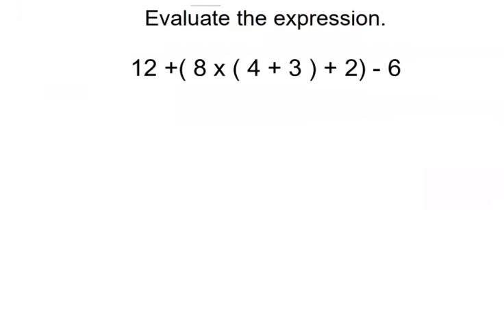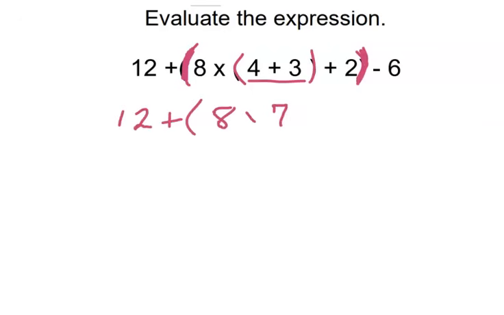Evaluate the expression. Okay, there is a lot happening here. First of all, we have these parentheses, and then we have the parentheses inside those parentheses right here. So let's go ahead and start working this out. So the first thing we're going to have to do is inside the big parentheses, and then since there's parentheses in there, we have to do that first. 4 plus 3 is 7. So then we end up with 12 plus 8 times 7 plus 2 minus 6.